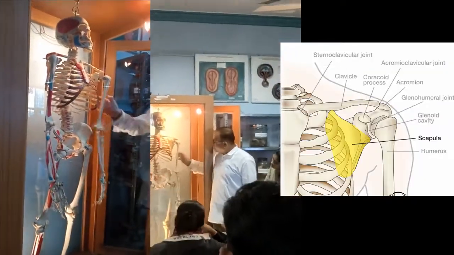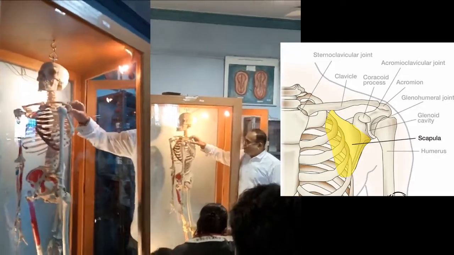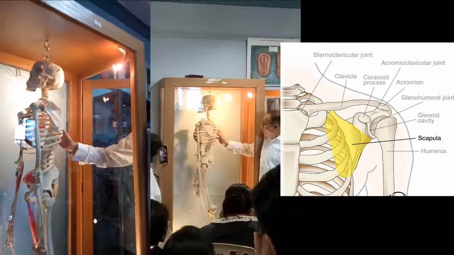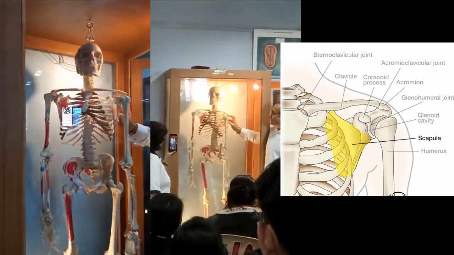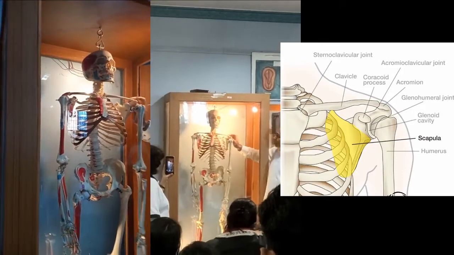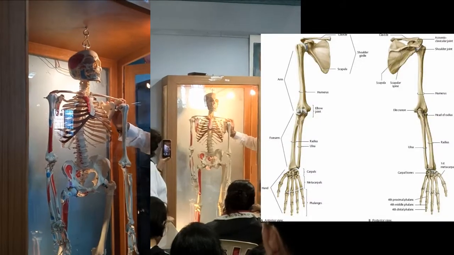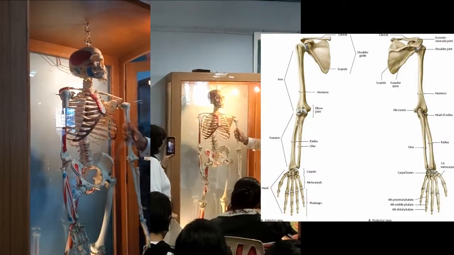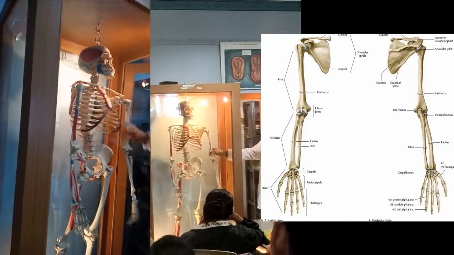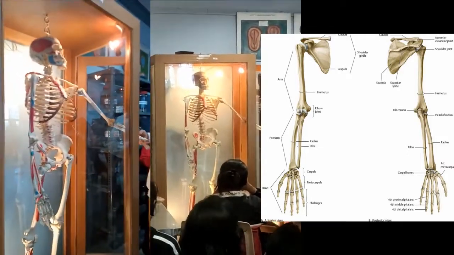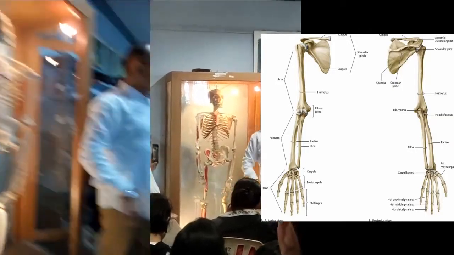Now we go to the upper limb. Clavicle is connected laterally to the scapula. We have a pair of scapula. It's a triangular bone which gets connected to the clavicle at the lateral end, to the acromion process in the scapula. We call it the acromioclavicular joint. And we have the arm bone. This arm bone is called the humerus. And we have forearm bones, radius and ulna. And we have the bones in the hand.